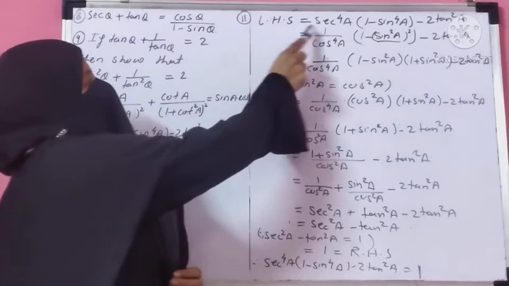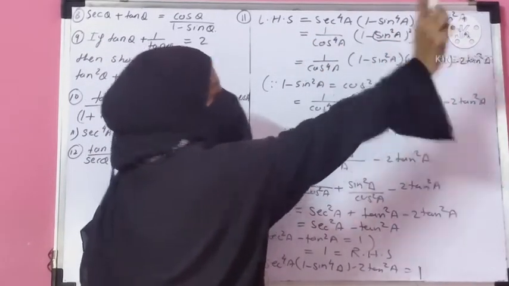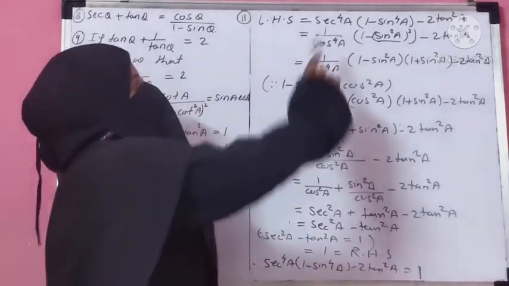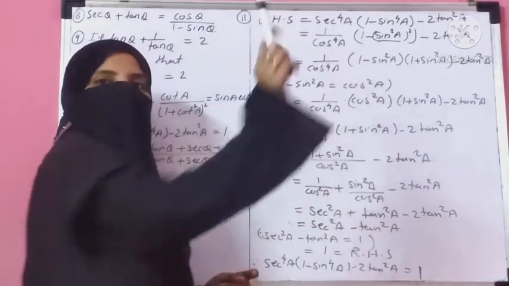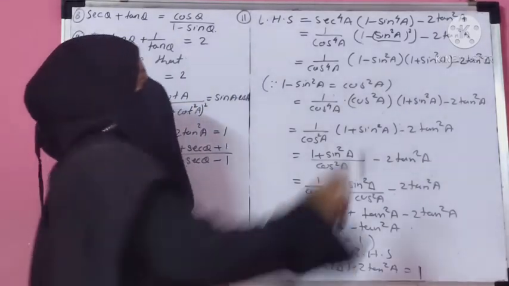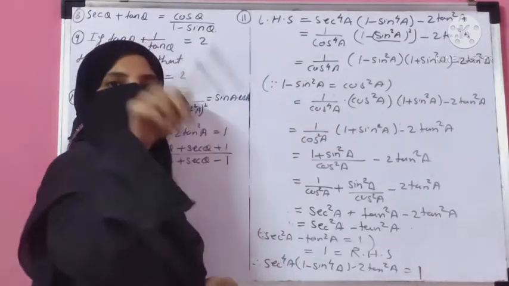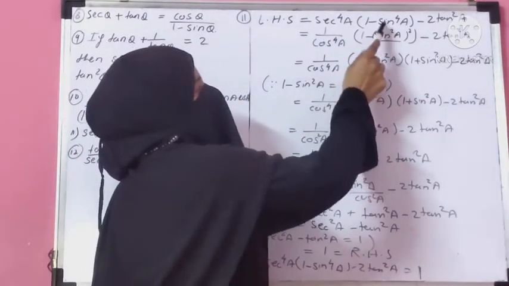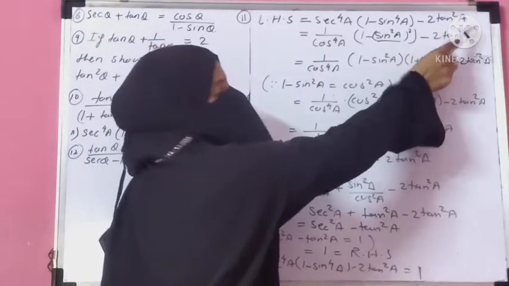Your left hand side part is sec raised to 4a (1 minus sin raised to 4a) minus 2 tan square a. First of all, sec is the inverse of cos, so sec raised to 4a is 1 upon cos raised to 4a. Now for 1 minus sin raised to 4a, I split this power 4 into 2 times 2, so it becomes (1 minus sin square a) whole square. Now minus 2 tan square a.